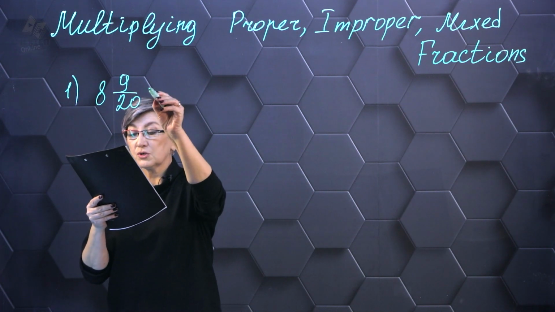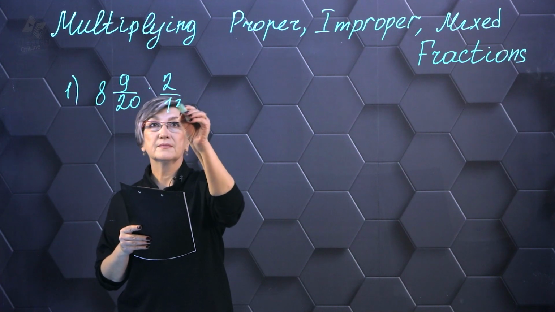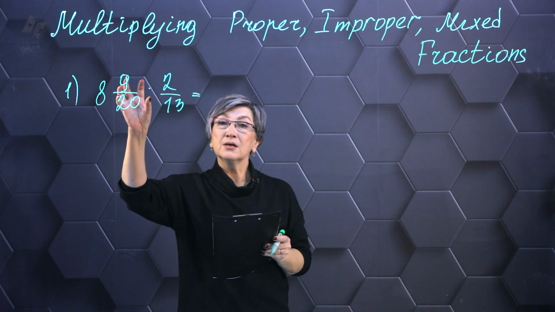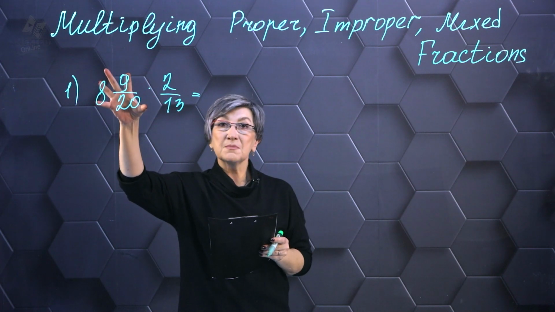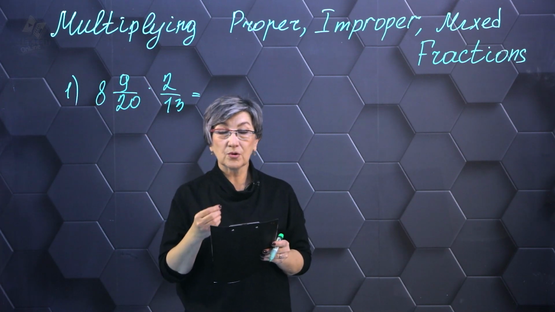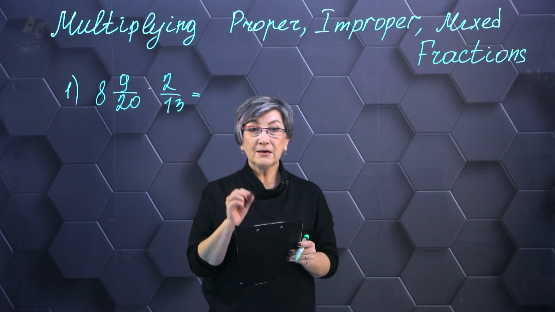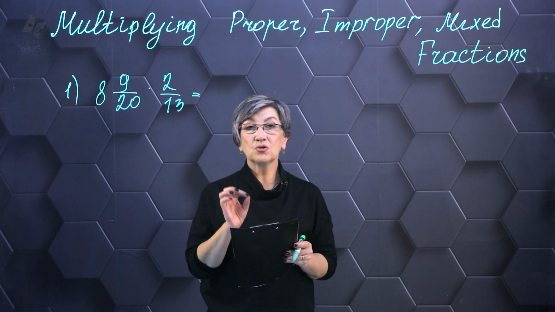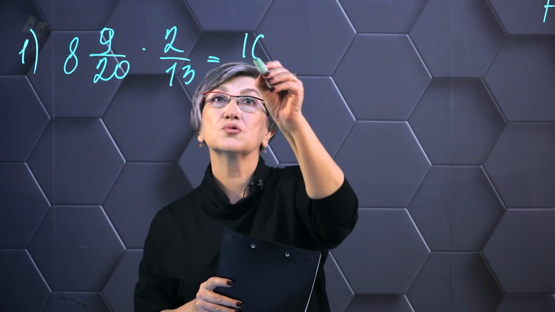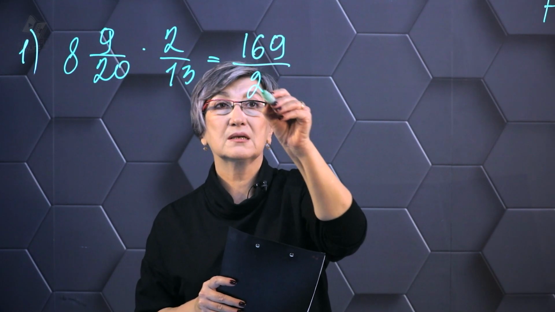8 9/20 times 2/13. The first number is a mixed number. That is, it is a mixed fraction. In order to multiply, we must convert to an improper fraction. Remember, when you multiply or divide fractional numbers, you always need to convert to an improper fraction. So 8 9/20. 8 times 20 would be 160, plus 9 would be 169/20. And multiply that by 2/13.